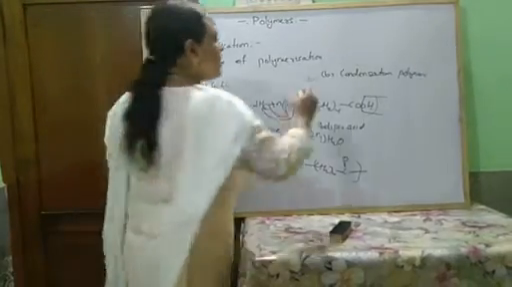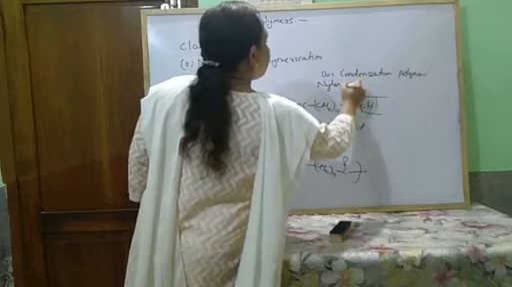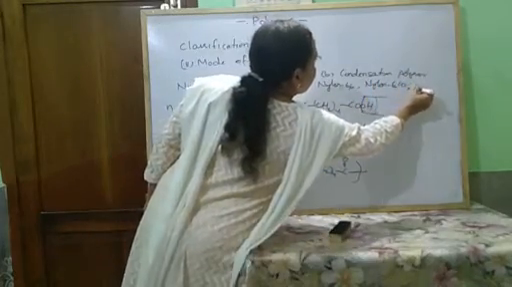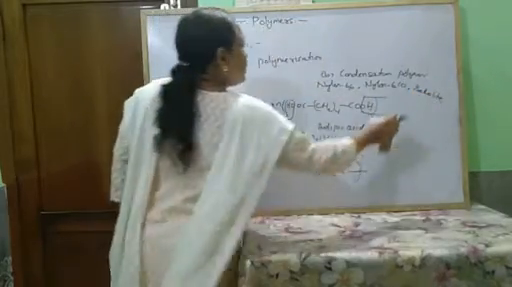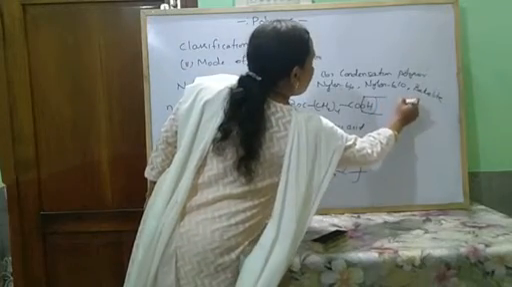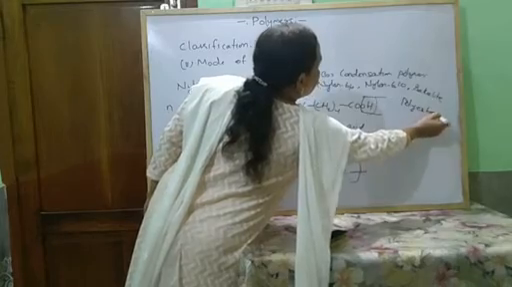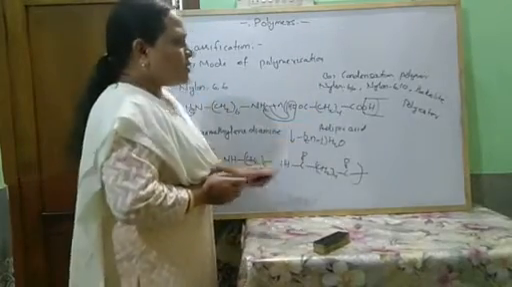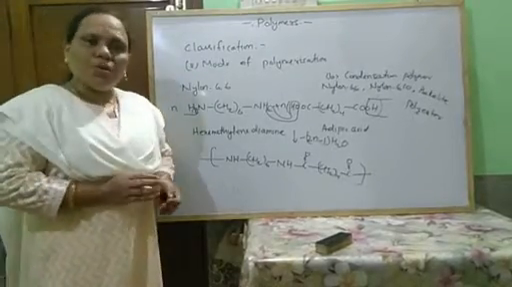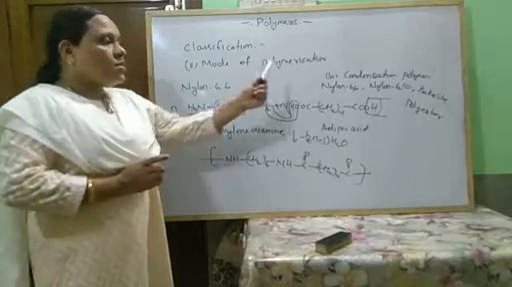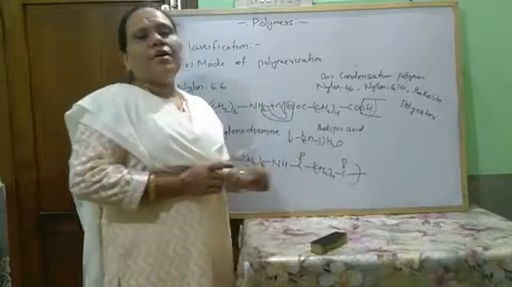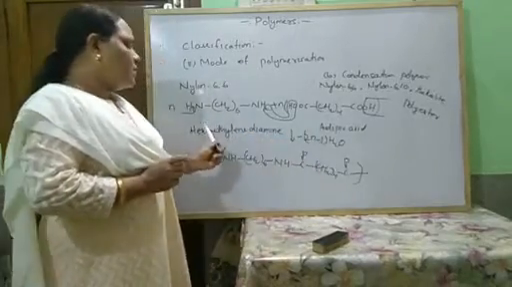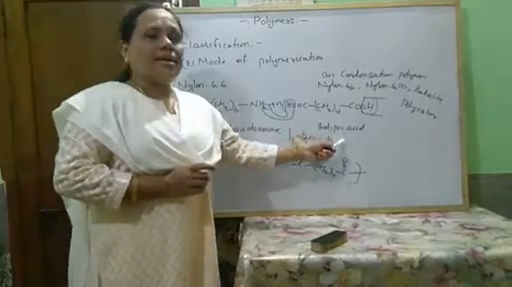What are examples of condensation polymers? Nylon 66, nylon 610, Bakelite, polyester, etc. This condensation polymer is also of two types, homopolymer and copolymer. If different monomer units are involved, it is known as a copolymer. Nylon 66 is a copolymer because two different monomers are there, one hexamethylene diamine and another adipic acid.